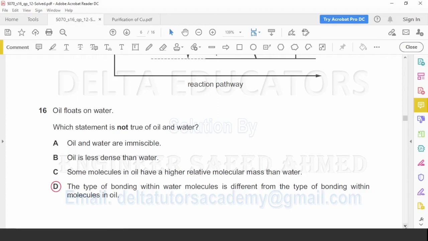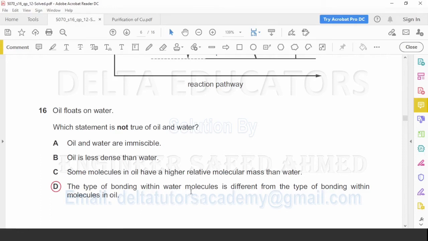Option C. Some molecules in oil have a higher relative molecular mass than water. Yes, it may be correct. First we check option D. What is given in the option D? Option D. The type of bonding within water molecule is different from the type of bonding within molecules in oil.